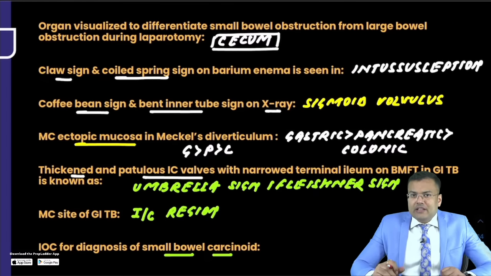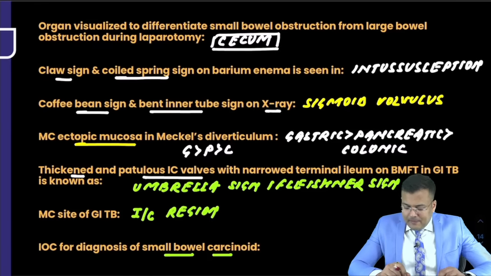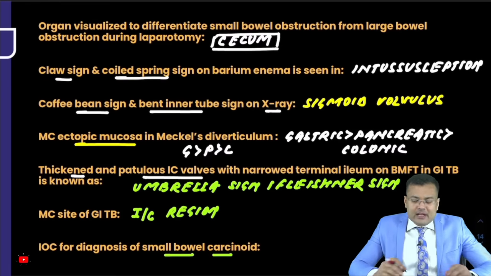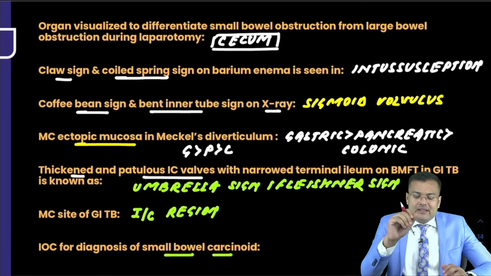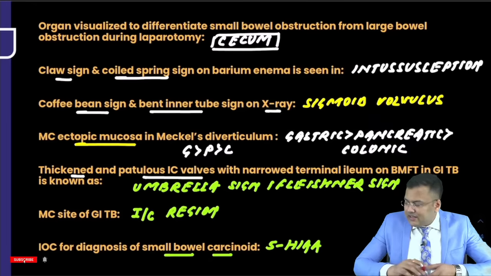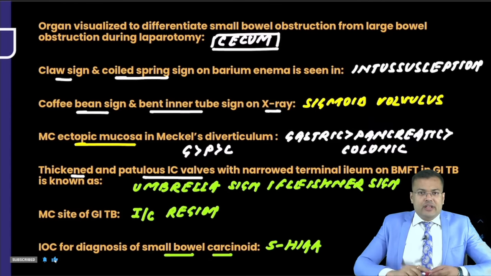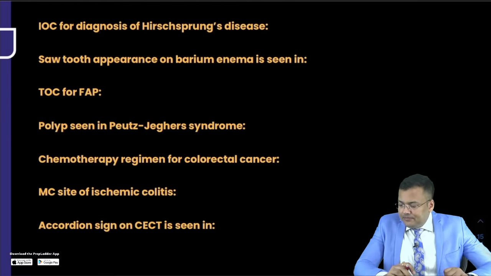Next, investigation of choice for diagnosis of small bowel carcinoid. How you are going to diagnose small bowel carcinoid? What you are going to assess in the urine? We have to assess something in the urine, not VMA. Shaurya Raj, first person to reply correctly. Dr. Joy, yes, it is 5-hydroxyindoleacetic acid. So it is 24 hours urinary estimation of 5-hydroxyindoleacetic acid. Clear, guys? Next. Tell me, investigation of choice for diagnosis of Hirschsprung's disease. What's the investigation of choice for diagnosis?